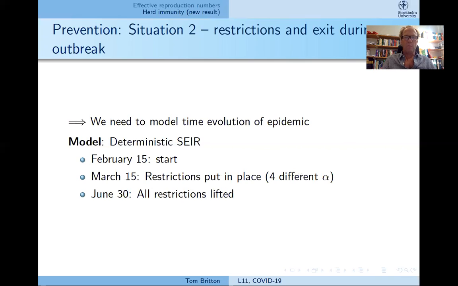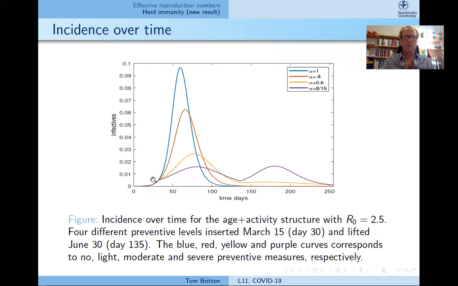What would then happen? Well, that depends on what restrictive measures were put in place. And here are the curves. Here we have incidence, or the current number of infectives. And the blue curve is if we did nothing. So we see we would have a very big outbreak, which quickly dies out. So after, seems like around 120 days, after 3 months, the epidemic would have stopped. And a big fraction would have gotten affected.